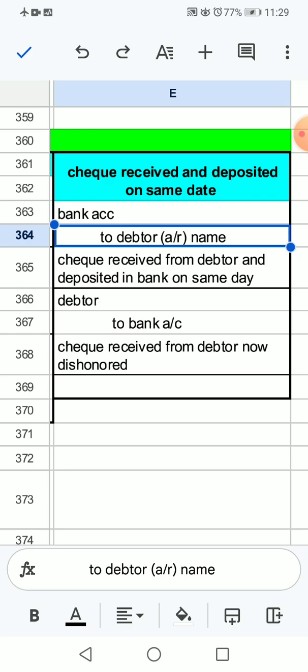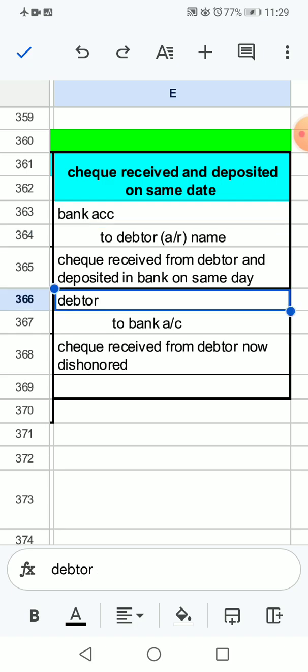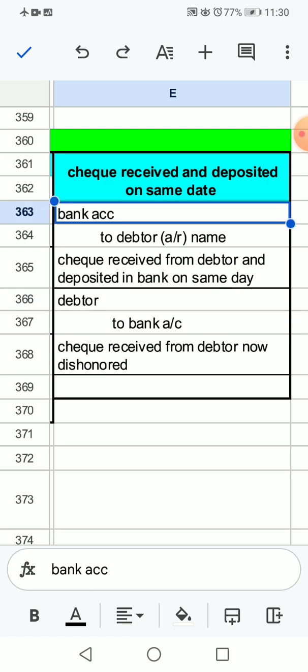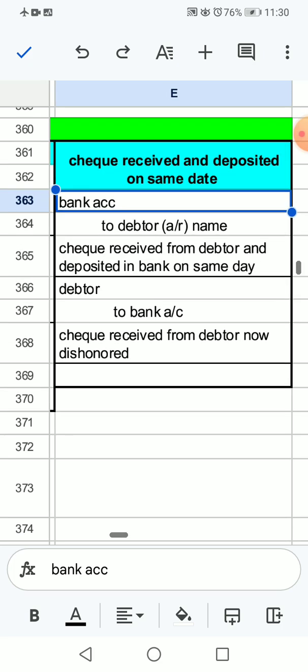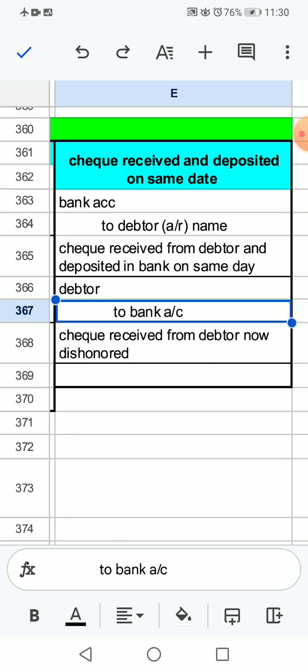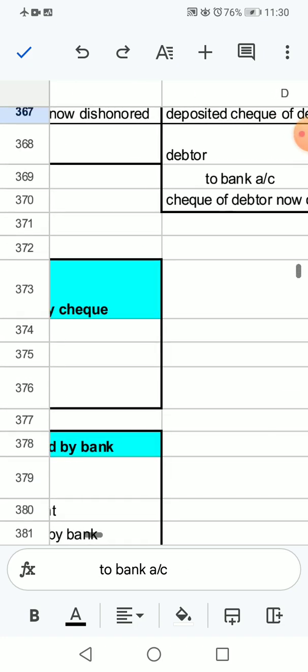If the check of the debtor is dishonored, then you will again go and inform your debtor. Debtor would become your account receivable again, which is your asset. Asset would increase. You will debit the name of the debtor. When you received that check, you had deposited it in the bank account. Since the check was fake, the signature was wrong, or the check's physical condition was wrong, your bank account would not increase. And to cancel the effect of this entry, you will write on the opposite side, so bank was credited.